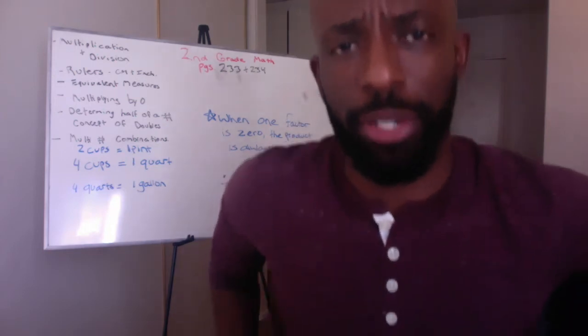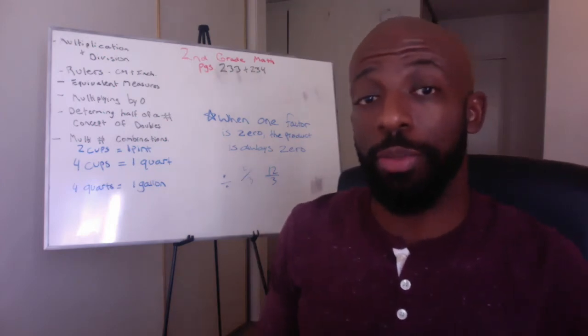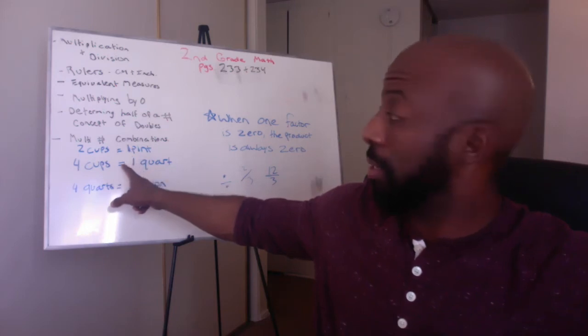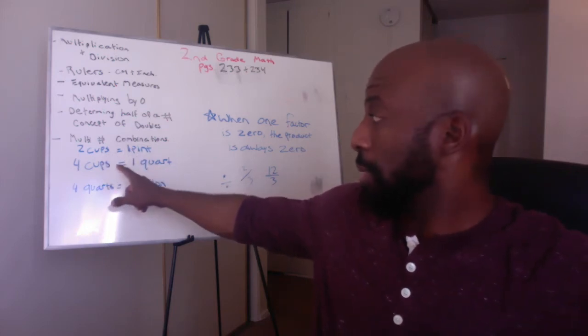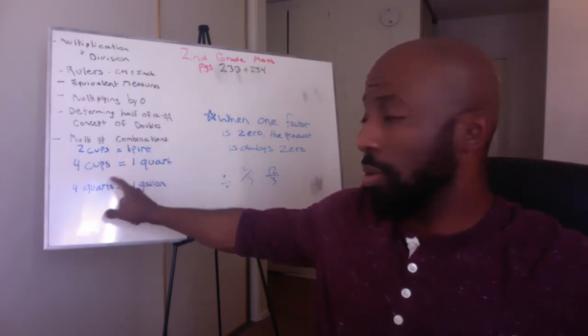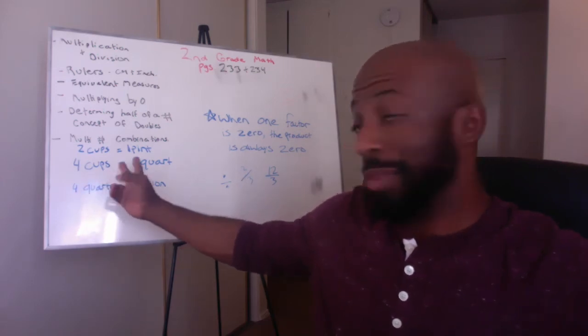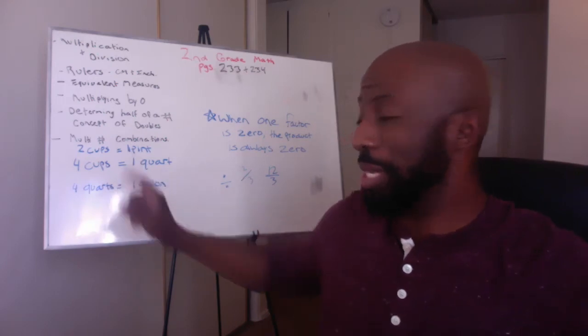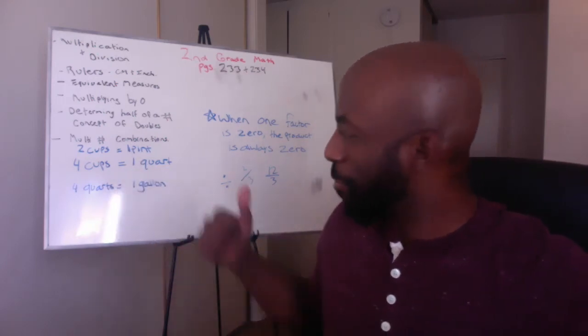Because you guys, we haven't done this in a while, you may not know right off the bat. Some of you may know. But I want you to take this. 2 cups equals 1 pint. So a cup is smaller than a pint. But guess what? 4 cups equals 1 quart. How many pints equal a quart? 2. 2 pints equals 1 quart. And then how many quarts equals a gallon? 4 quarts equals 1 gallon.